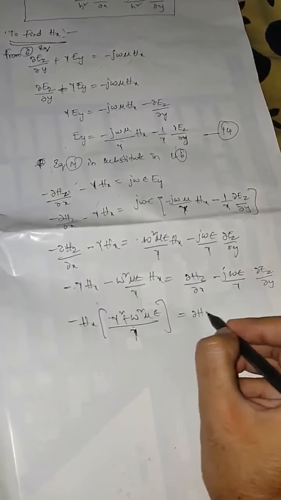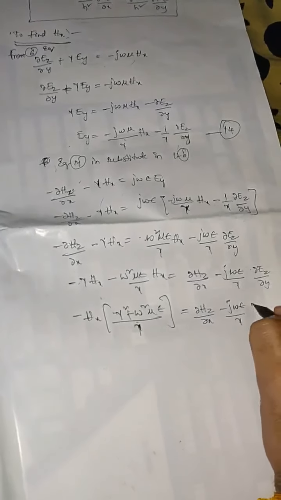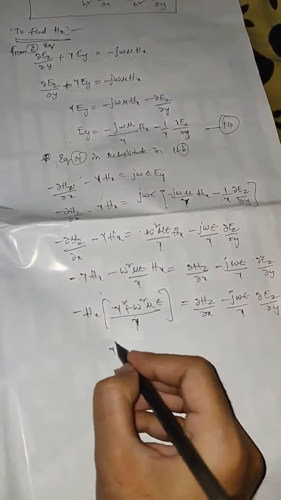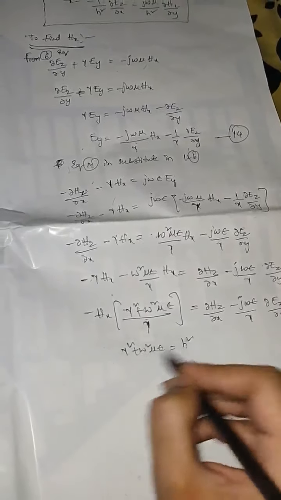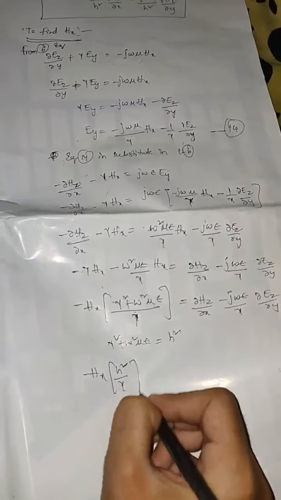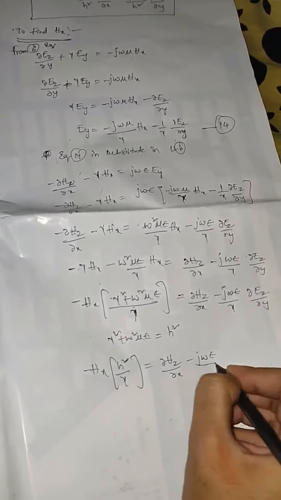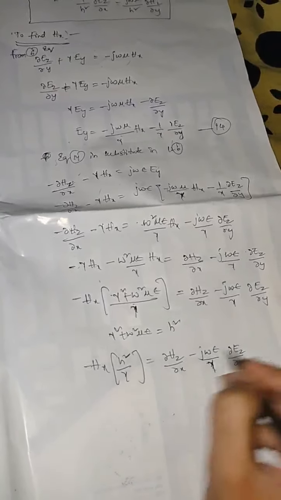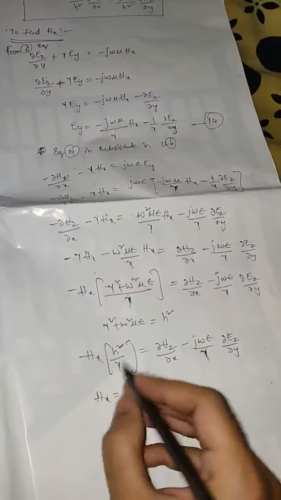minus jωε/γ ∂Ez/∂y. Okay, so here γ² + ω²με = h². We have already written that, so it can be written as h²/γ ∂Hz/∂x minus jωε/γ ∂Ez/∂y. Okay, so now the Hx value can be obtained by multiplying this equation.